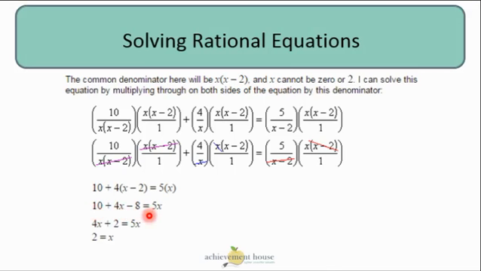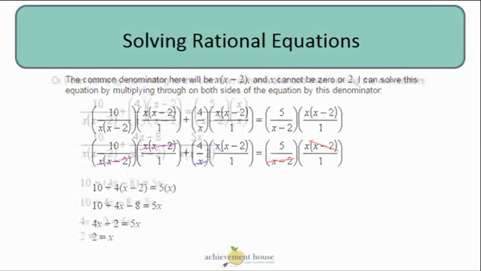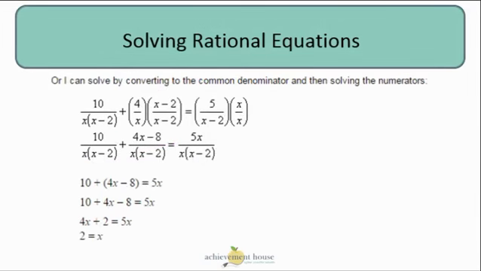So now I'm going to distribute this 4, and now it's starting to look more like a regular polynomial. We don't have a rational expression anymore. So now I'm going to combine like terms and isolate x, and I get x equals 2. So you can multiply both sides of the equation by the whole common denominator, or you can solve by converting to the common denominator and then solving the numerators.